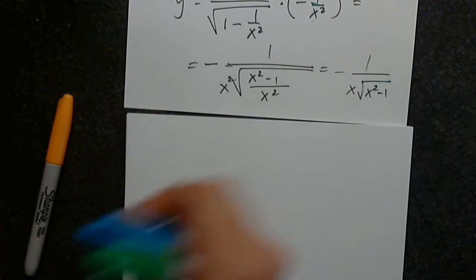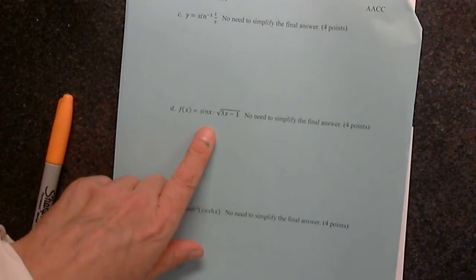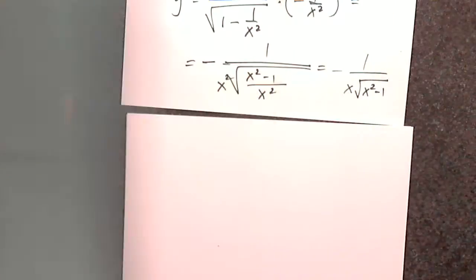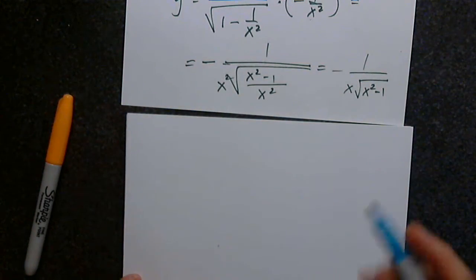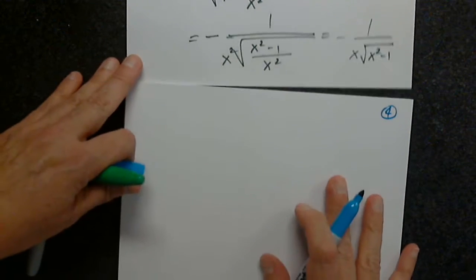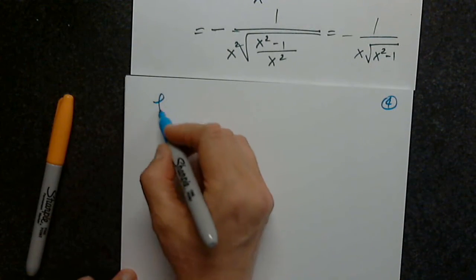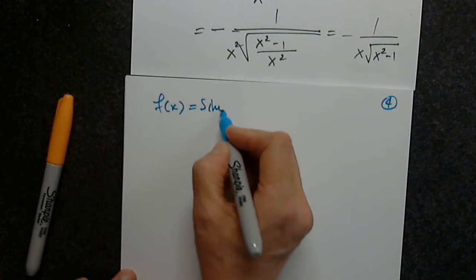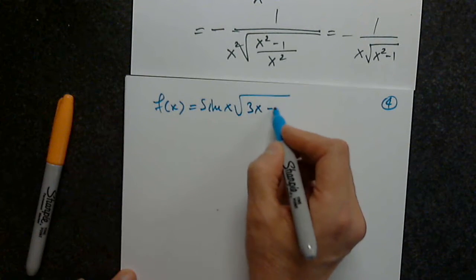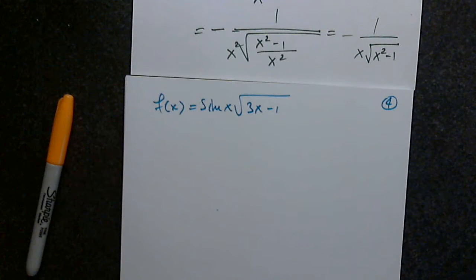Okay, are we moving on to the next one? And this is a product, sine x times the square root of 3x minus 1. Please make sure you finish up your work in WebAssign. Please.